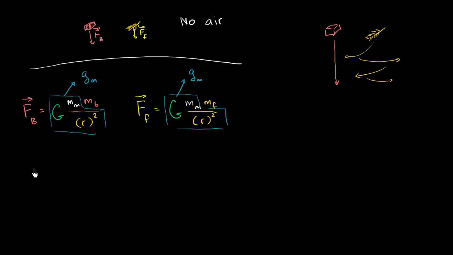So if we simplify it that way, the force on the brick due to the moon is going to be equal to that lowercase g on the moon. Normally we use this lowercase g for the gravitational field on Earth, or sometimes the acceleration of gravity on Earth. But now we're referring to the moon. That's what this lowercase subscript m is doing for us. So it's equal to that times the mass of the brick. For the case of the feather, the force on the feather is equal to g sub m times the mass of the feather.